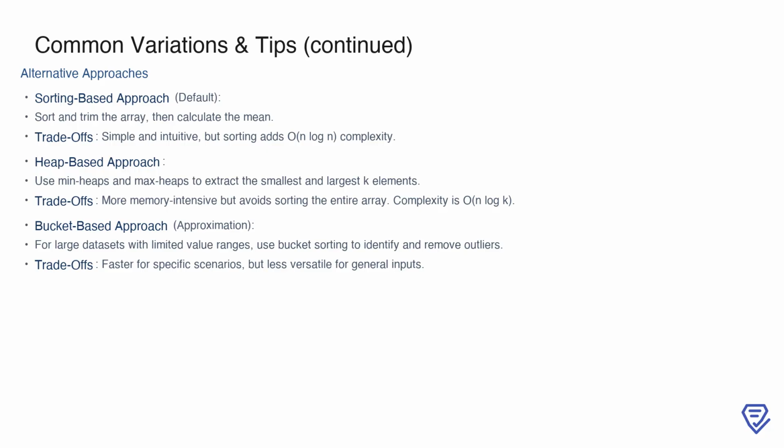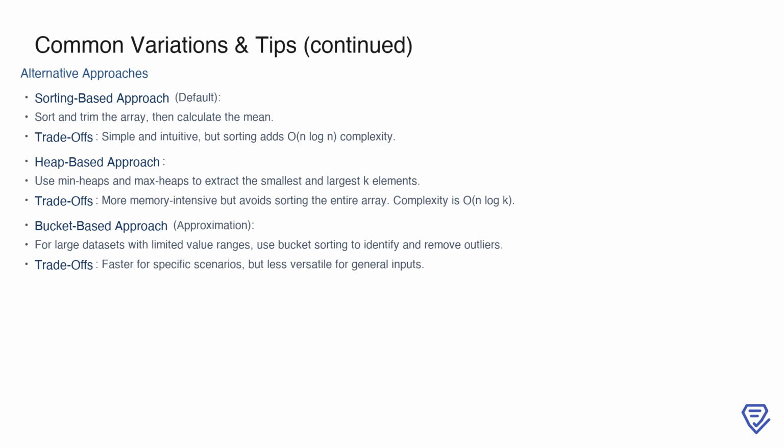A heap-based approach, on the other hand, uses min heaps and max heaps to extract the smallest and largest k elements directly. This method can save time by avoiding a full sort, but it's more memory-intensive and has a complexity of O(n log k). Finally, for specific scenarios like large datasets with limited value ranges, a bucket-based approach may work. This method uses bucket sorting to identify and remove outliers quickly, making it faster in certain cases, though it is less versatile for general inputs.